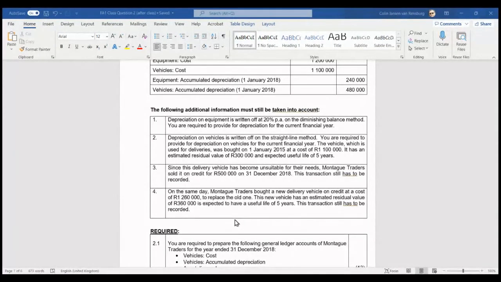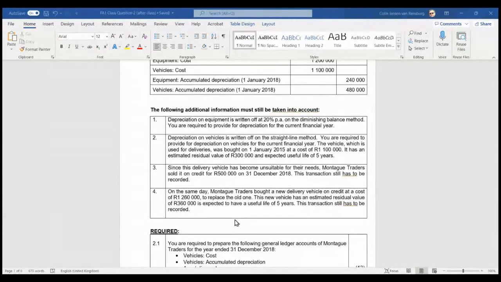Now let's do this one step by step, like I say. What is the balance on the cost account for vehicles? This is an easy one. The next one is not going to be that easy. What is the balance on the cost account for vehicles? In other words, an account called vehicles colon cost: 1.1 million. There we go. Thank you so much. Very easy.